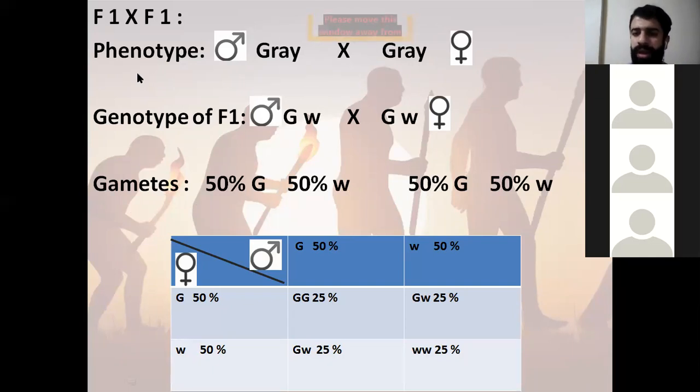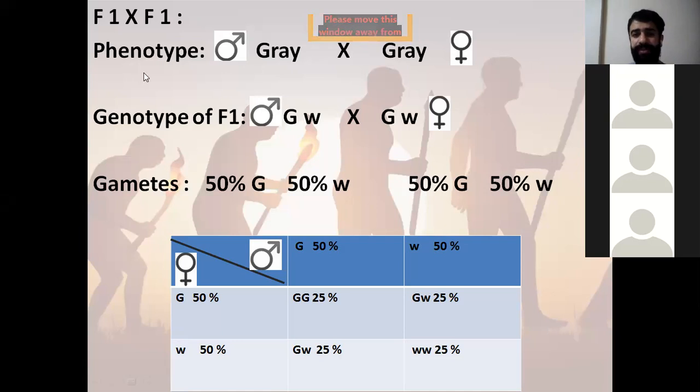Anyone is going to ask me, Mr., how did you know that the male is gray and the female is gray? But they said F1 crossed with F1. Sure, one of them is going to be the male and the second one is going to be the female. Okay? Then moving forward, the genotype of F1: GW crossed with GW.